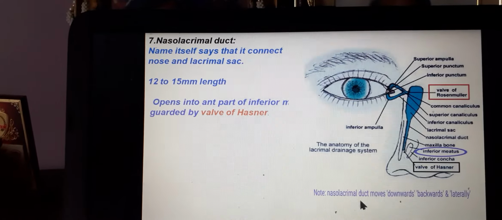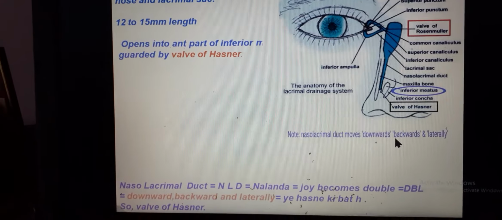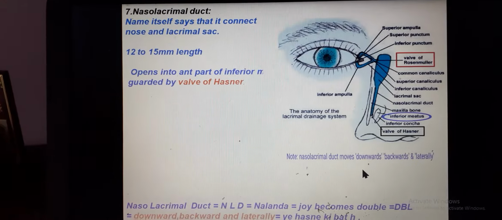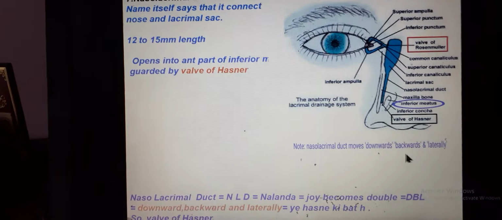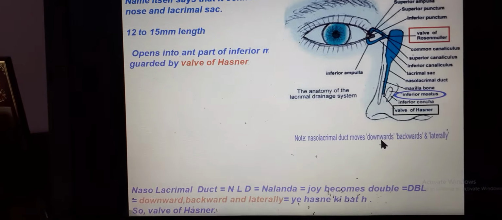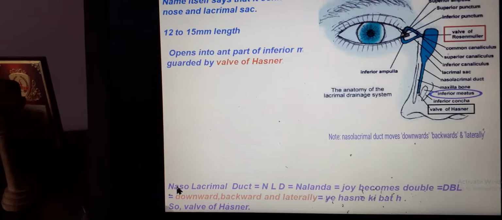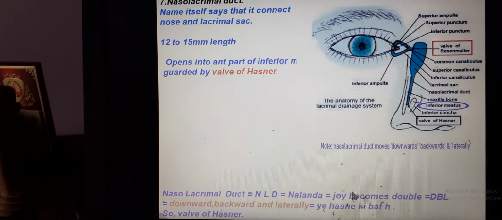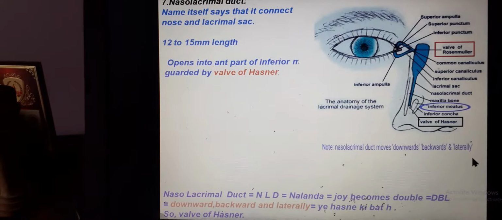Valve of Hasner. The nasolacrimal duct moves downward, backward and laterally. This relation is very important, always asked in the viva exam: what is the direction of the nasolacrimal duct? It is downward, backward and laterally. DBL, double. The abbreviation of nasolacrimal duct is NLD. Nalanda. Our joy becomes double, DBL, double. That is, downward, backward and laterally.